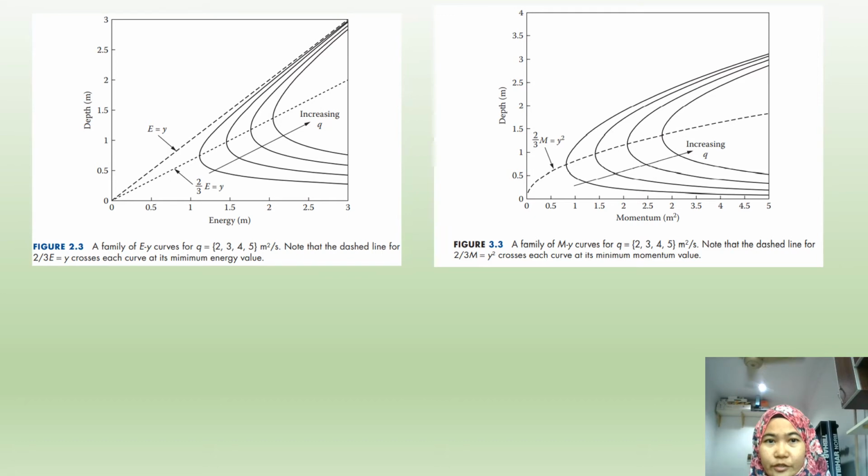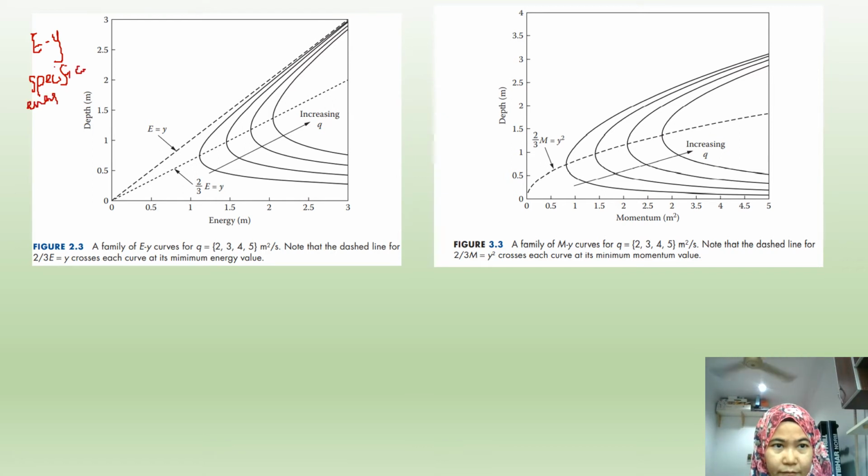Now we have two different figures. One is associated with energy. So this is the E-y graph, or specific energy graph. You can also call it the specific energy graph.